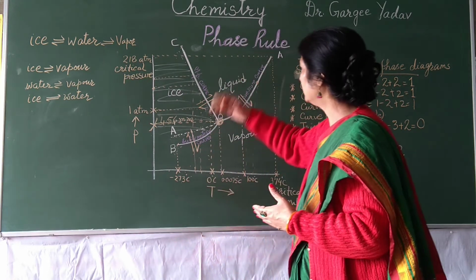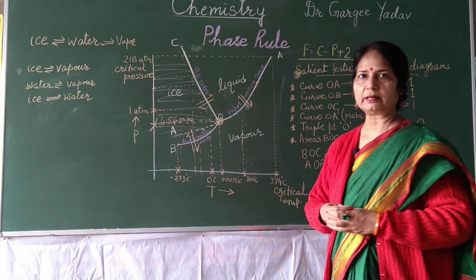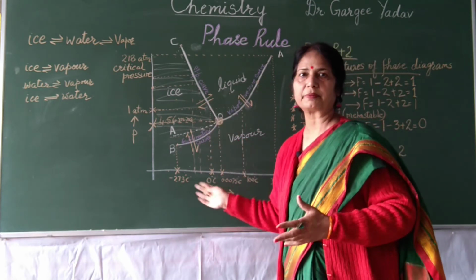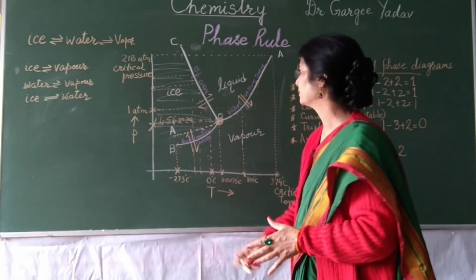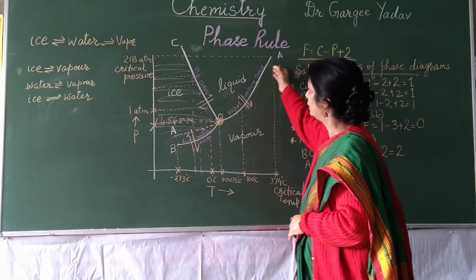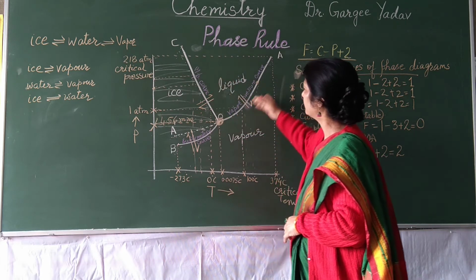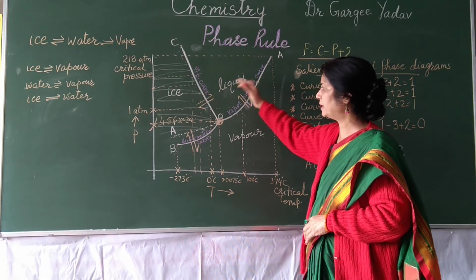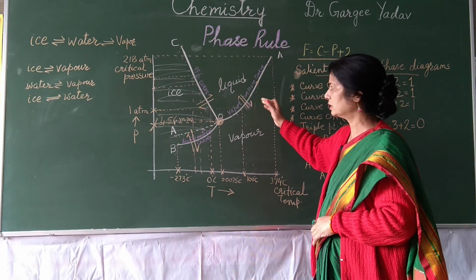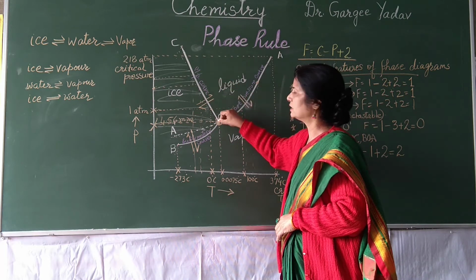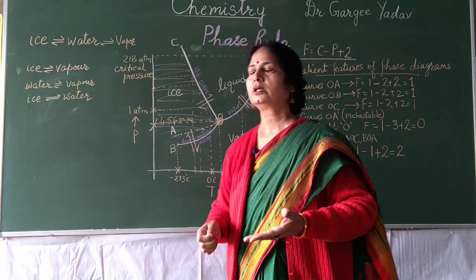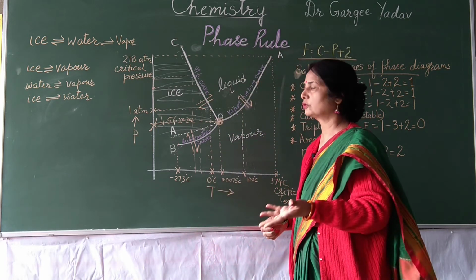So once again, let me revise the whole phase diagram. First of all, what is a phase diagram? It is the study of the effect of pressure and temperature on the coexistence of various phases. Now this is the phase diagram of water, and it consists of three curves, OA, OB and OC. OA is the vapor pressure curve, which shows the effect of pressure and temperature on the vapor pressure of water.